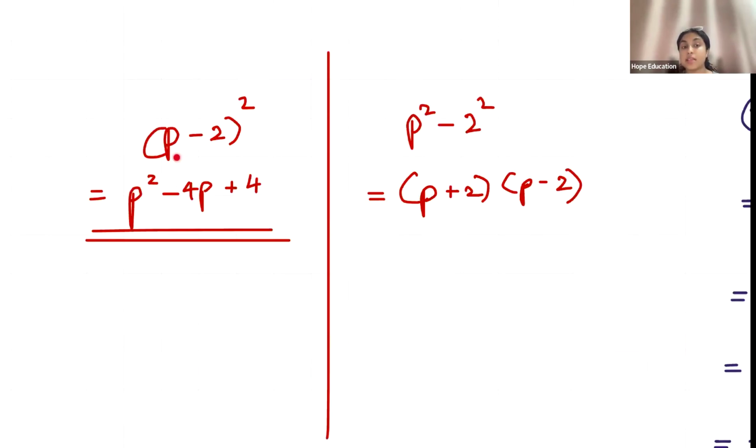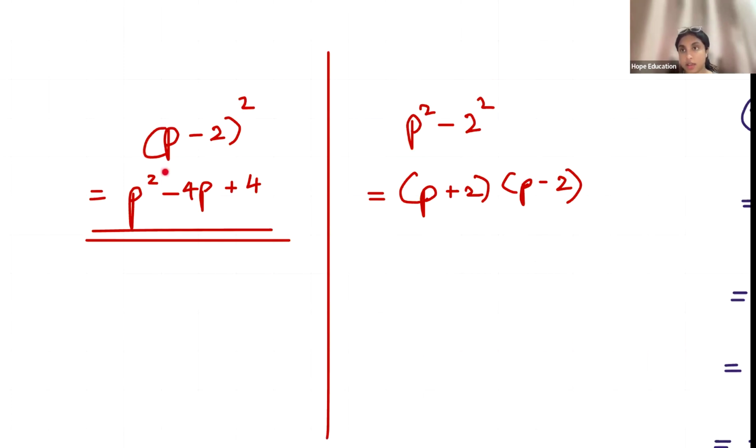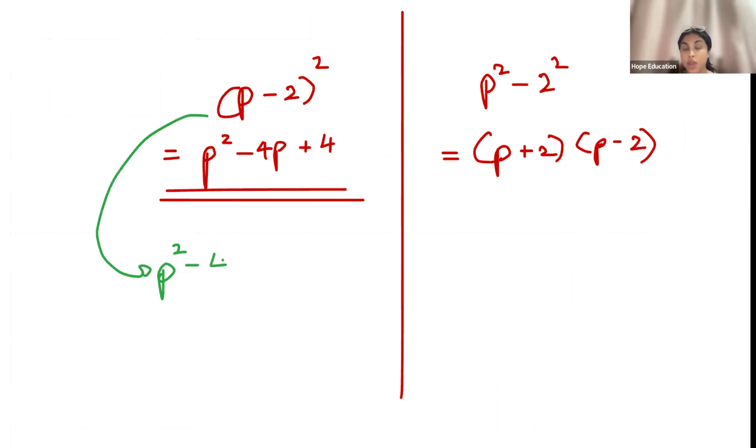Because P minus 2 squared, when we simplify, we get P squared minus 4P plus 4. But here we have P squared minus 2 squared, which is minus 4, right? 2 squared is 4. So okay, look at the board again. When we simplify this one we get P squared minus 4P plus 4. But in this one we have P squared minus 2 squared, which is 4, and 2 times 2 is 4. So is this and this the same thing? Are they the same thing?